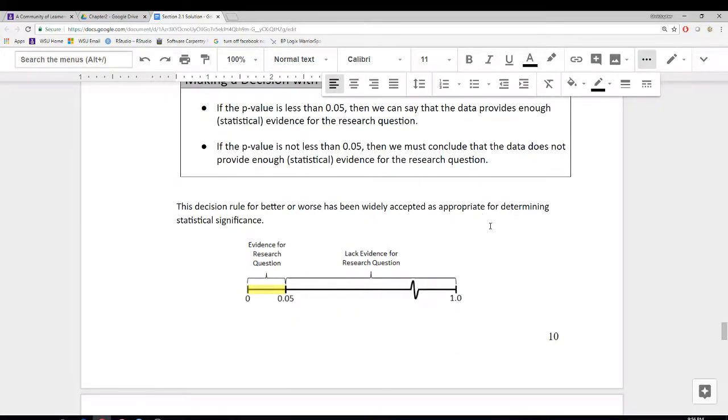which for me is not optimal. I'd like a little bit of leeway there in that 0.05. If it's close to 0.05, then I might say that we have enough evidence.